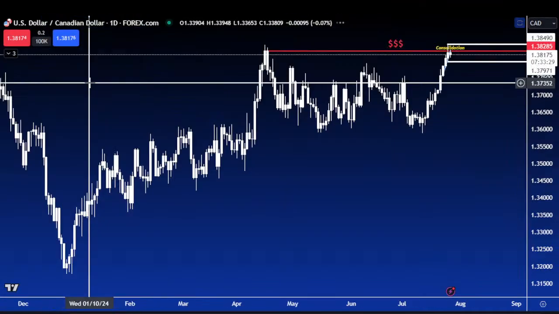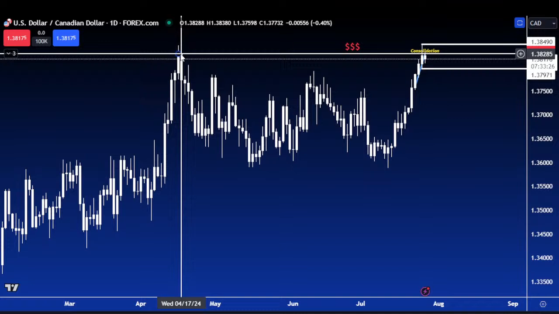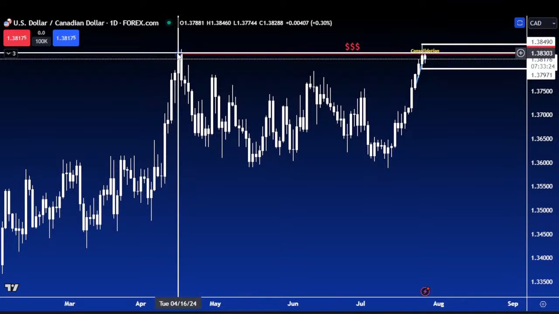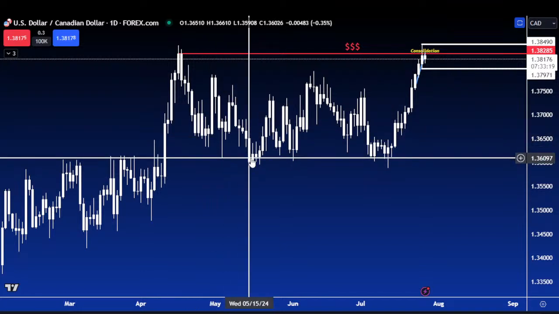So I'll show you one more time really quick to bring it home. Here it is. You see that red line? This is the highest that price has been to early in April, right? To where it dropped significantly from there, right?